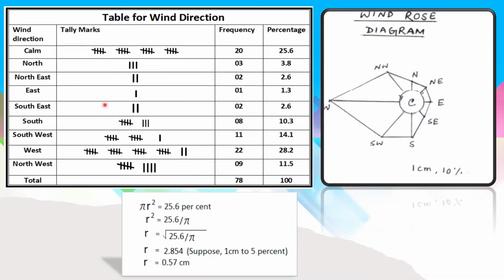After completing data collection of cloud and wind, we can proceed to interpret them. I am starting with wind condition. Here we collect two types of data for wind, that is wind direction and wind velocity. This is the table for wind direction. For the interpretation of wind direction, first the general direction of wind in relation to season and the direction of the pressure gradient are to be mentioned in the report.